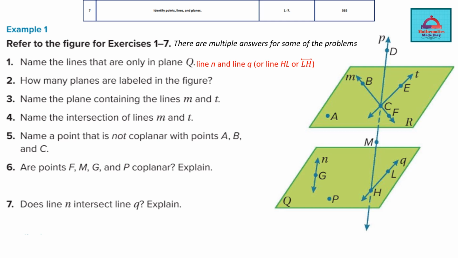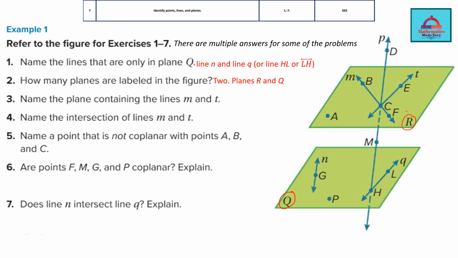How many planes are labeled in the figure? If you see carefully, there are two planes. One is plane R. See this point which is written separate in the corner, it is the name of the plane. So plane R, and this is plane Q. The remaining points are points, so they are not the name of the plane. The plane name is in the corner without any point.